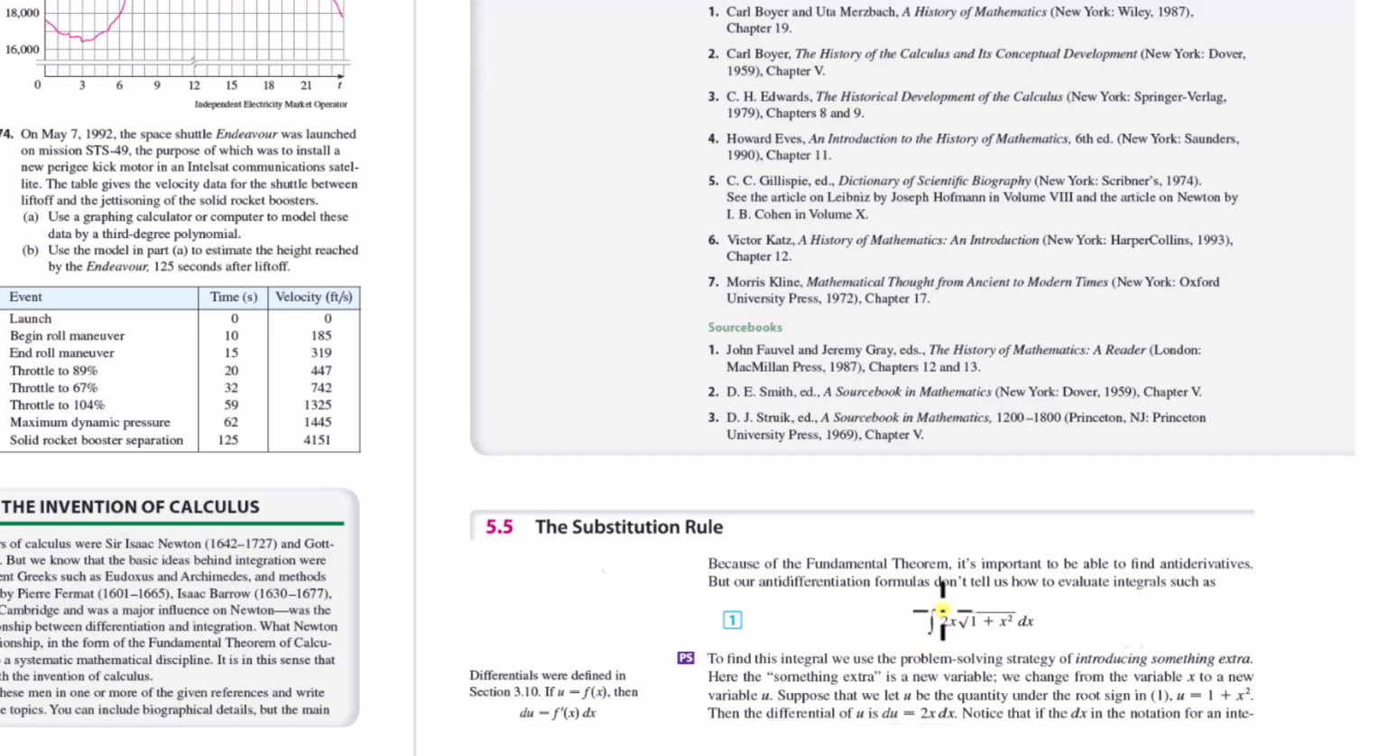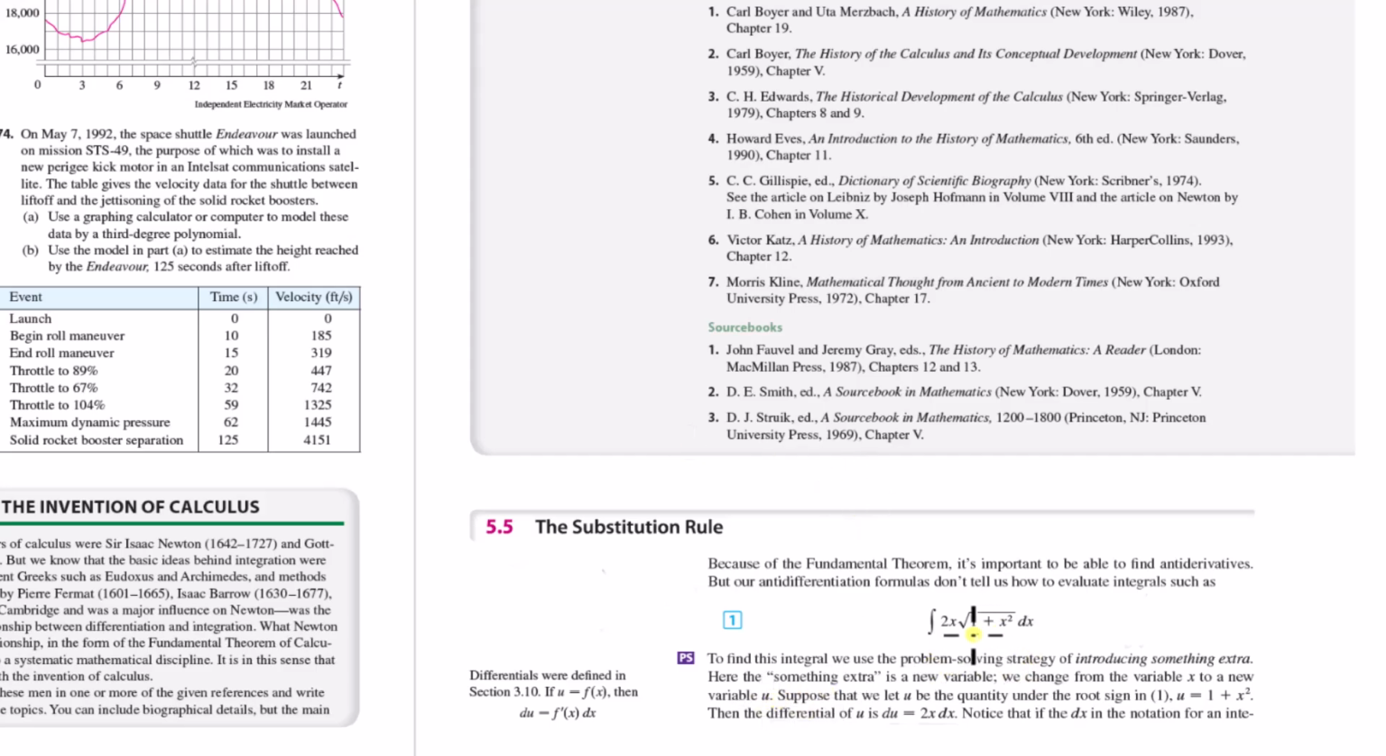We could use the constant multiple rule. We could take the 2 out, but that doesn't help us. We can't separate this based on a sum or difference, so from everything we learned in the previous section, we can't solve this. It says to find this integral, we use the problem-solving strategy of introducing something extra. Here, the something extra is a new variable. We change from the variable x to a new variable u.